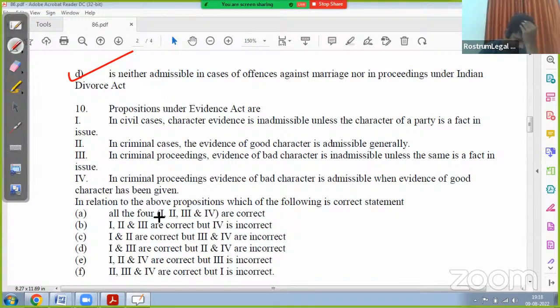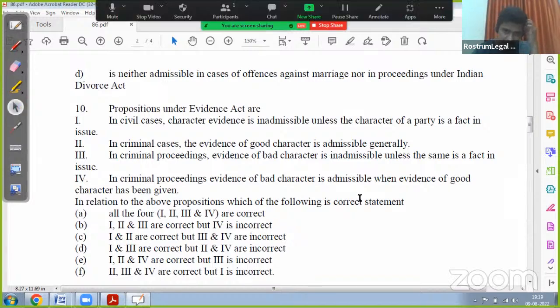In civil cases character is inadmissible, in criminal cases good character is admissible. In criminal cases bad character is admissible if it is a fact in issue. In criminal cases bad character is admissible if it is to prove the good character which has been given by the defense counsel. What shall be the correct answer? So its correct answer will be option A. That is all 4 statements are correct. All four statements are correct, all four propositions are correct.